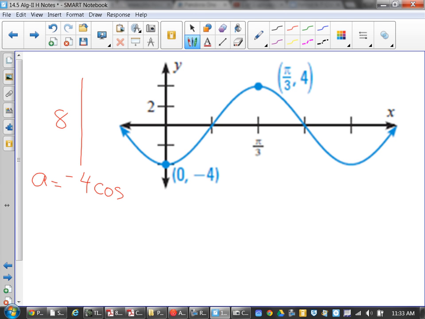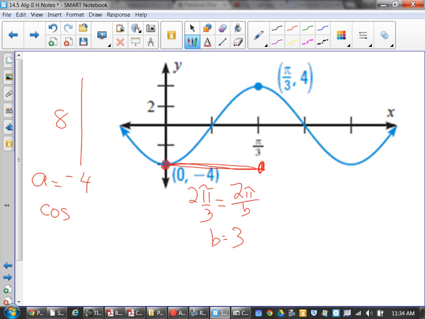So would you say -4? I know it's going to be a cosine. We're going to figure out what B is. So we look at the distance between maximum and minimum. This distance is pi over 3, which means what do I do to that? Times 2 is 2 pi over 3. So that means my period here is 2 pi over 3. I set that equal to 2 pi over B, which means B is 3.